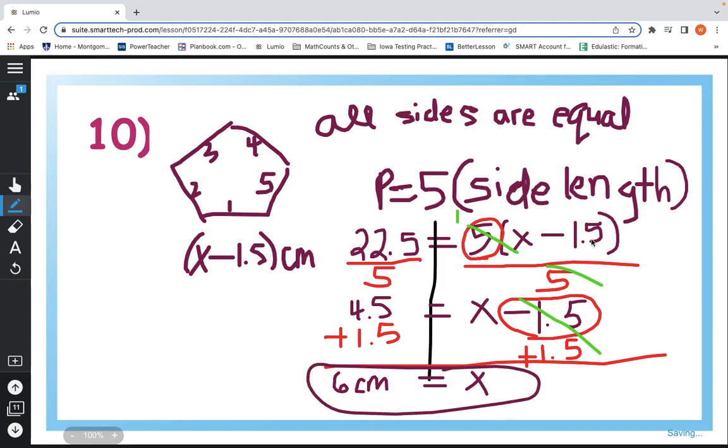So we go back and say 6 minus 1.5, you get 4.5. 4.5 times 5 is 22.5.